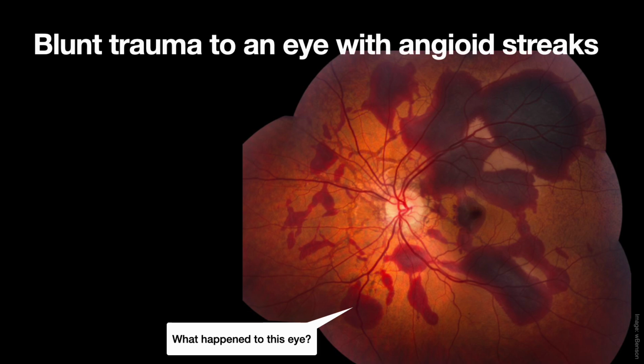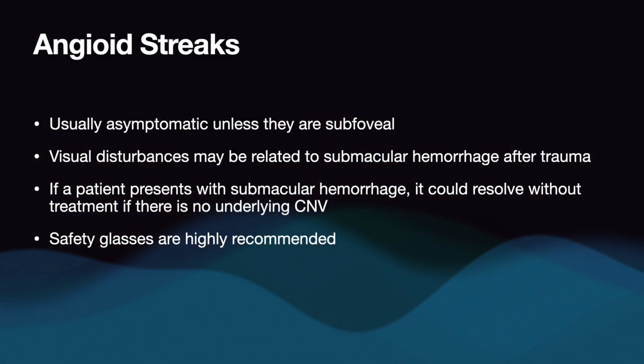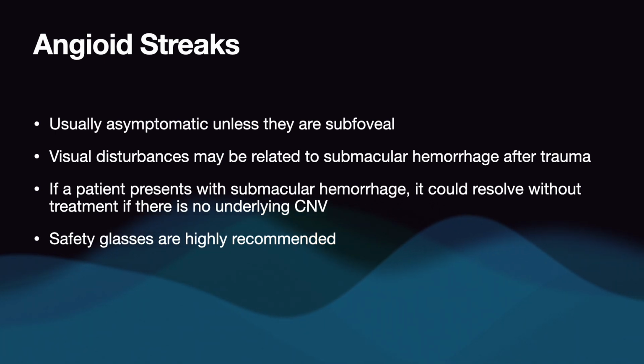Okay, so what happened to this eye? Answer, blunt trauma. This is a patient that had underlying angioid streaks. This is the fellow eye. You can see the angioid streaks. Folks with angioid streaks, this is a bungee cord injury, by the way. Angioid streaks just make you very susceptible to any kind of trauma. So there may not be any CNV. In fact, there shouldn't be any CNV there. That's just bleeding. Okay, the choriocapillaris got ruptured in multiple places.